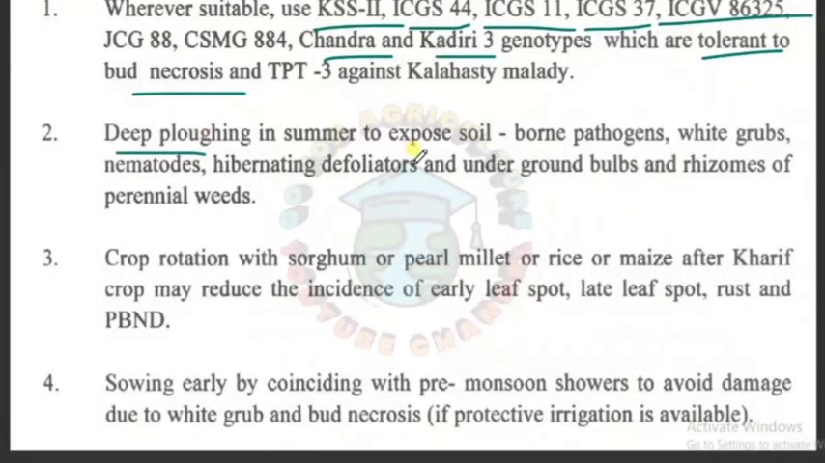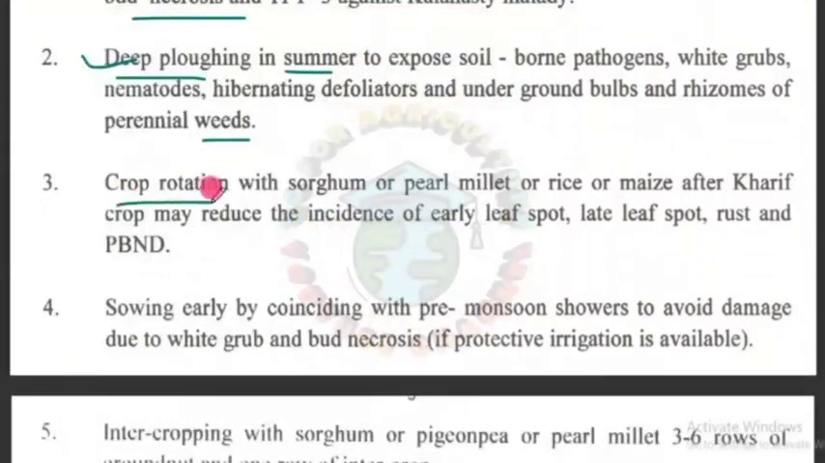Besides this, a cultural practice is deep ploughing. Deep ploughing in summer will help in exposing the soil borne pathogens. Underground bulbs or rhizomes, even the perennial weeds, we can also expose and destroy them. This is the role of deep ploughing. The second is crop rotation. Do crop rotation with sorghum, millets, rice, maize, anything. This will help to reduce the incidence of many kinds of pests.